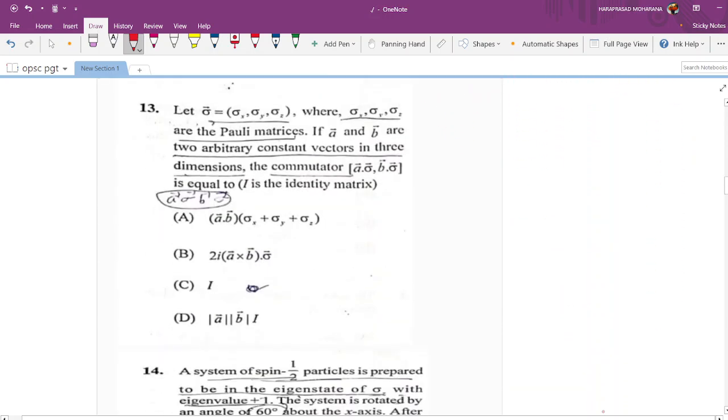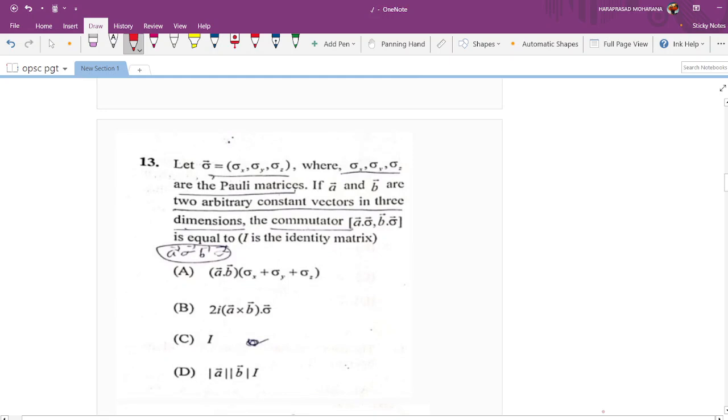The next question, this question is directly asked from the book. This is an identity: the commutation of a dot sigma, b dot sigma.